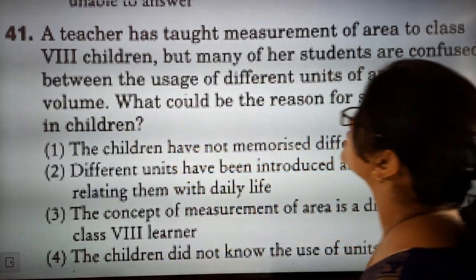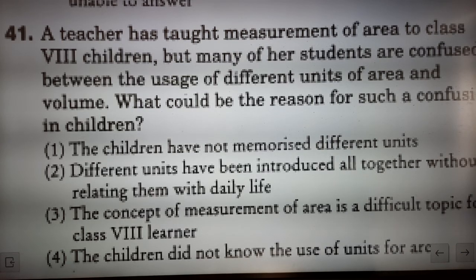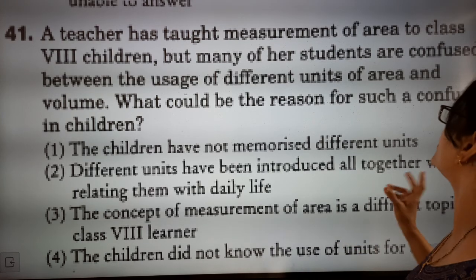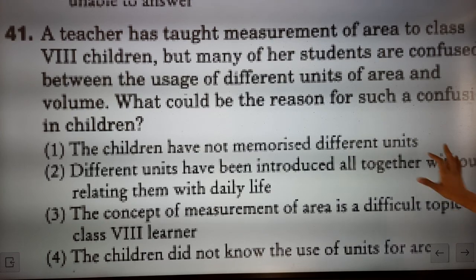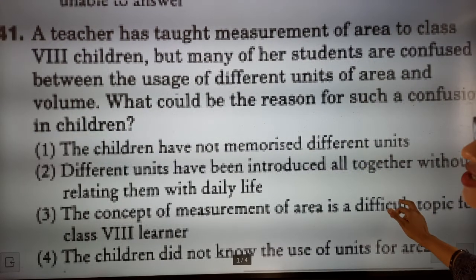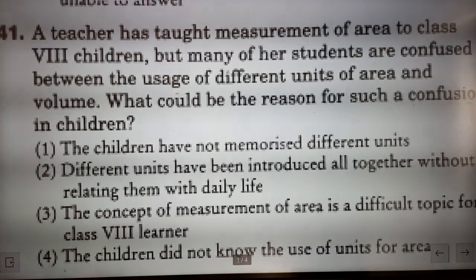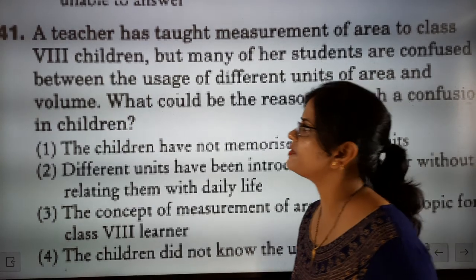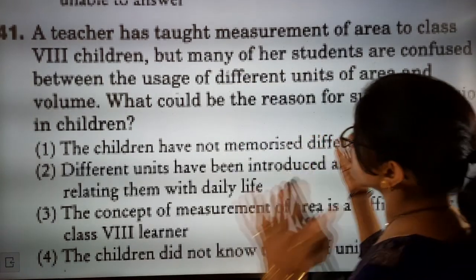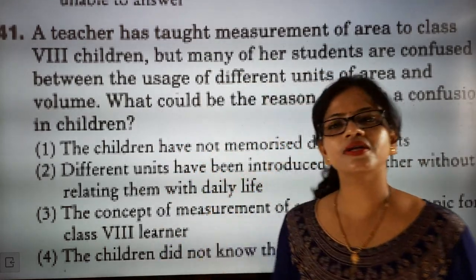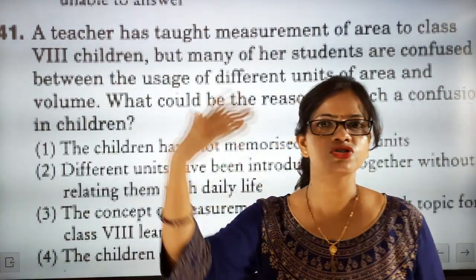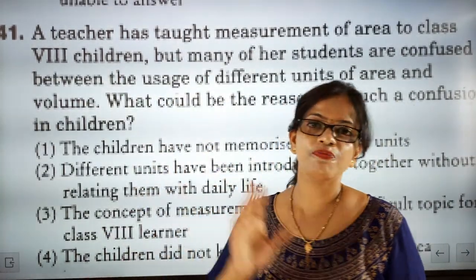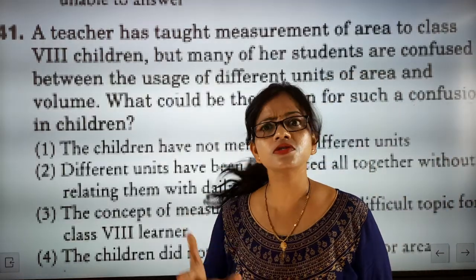So next is, a teacher has taught measurement of area to class 8, but many of her students are confused between usage of different units of area and volume. What could be the reason for such confusion in children? So what is exactly the question given here? 41 is that the teacher has taught measurement here, and now students are confused. They are unable to understand the concept of surface area and volume, specifically with units. Units means conversion of meter to kilometer, conversion of meter to centimeter. So that conversion is not coming to the child.